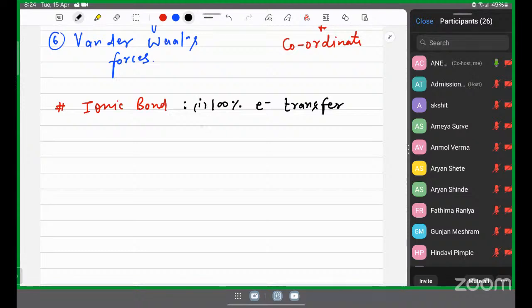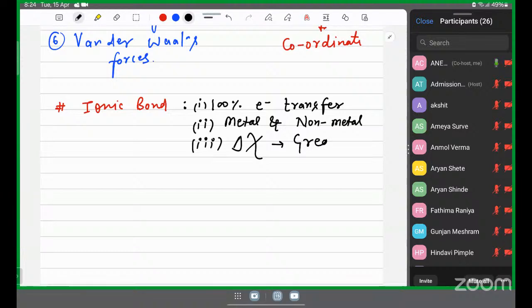And this is possible if and only if one of the atoms is metallic in nature and another one is non-metallic in nature. In fact, highly metallic and highly non-metallic. In other words, ionic bond will be formed between the elements with greater electronegativity difference. So electronegativity difference, that is delta chi, has to be greater in value.